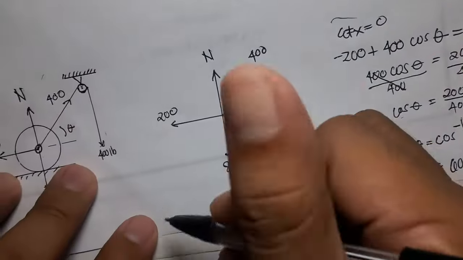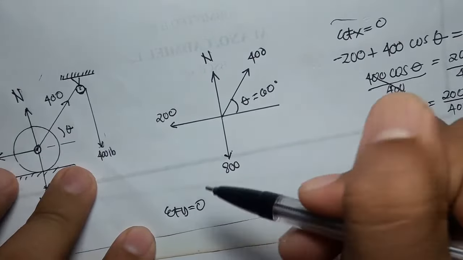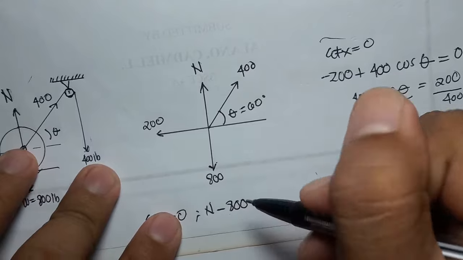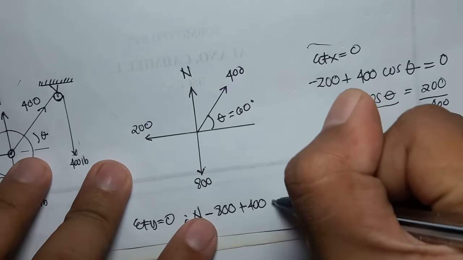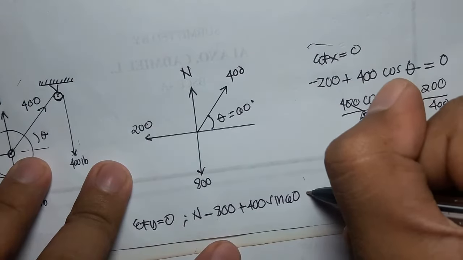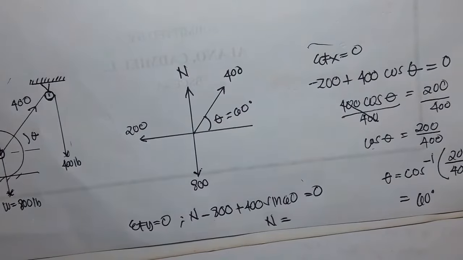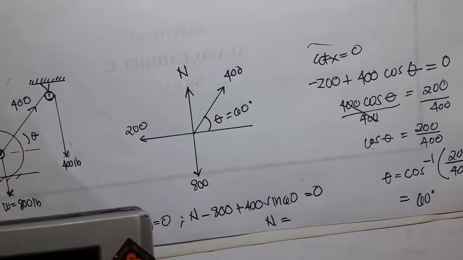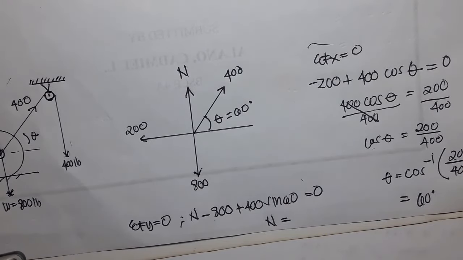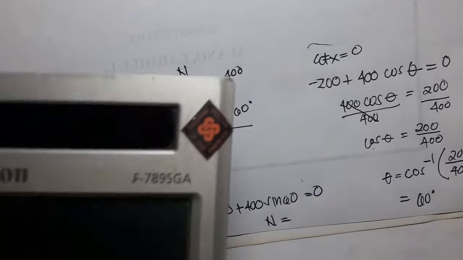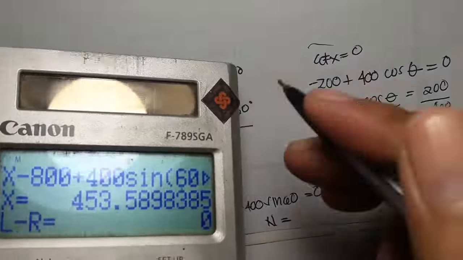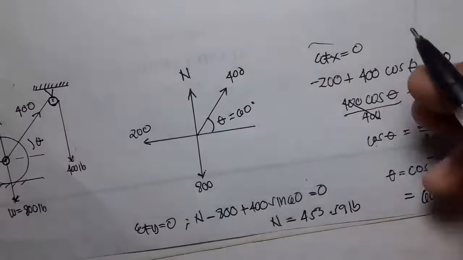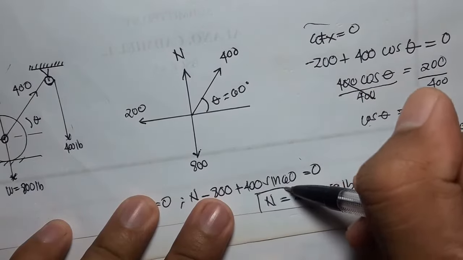Then summation of forces in Y equals 0. So we have N minus 800 plus 400 sine of 60 equals 0. So our N is just equal to 800 minus 400 sine of 60, which is 453.59 pounds. So this is our answer.